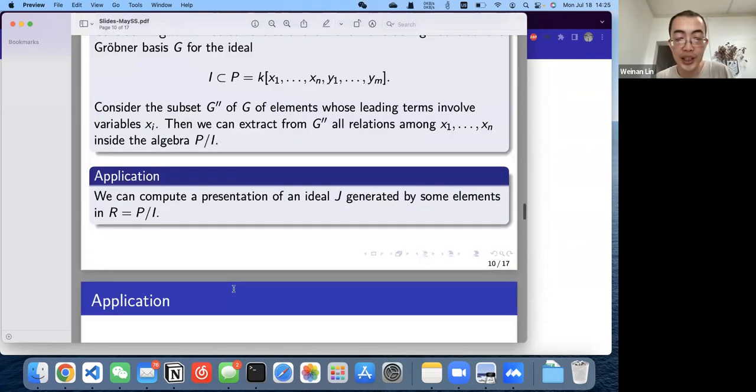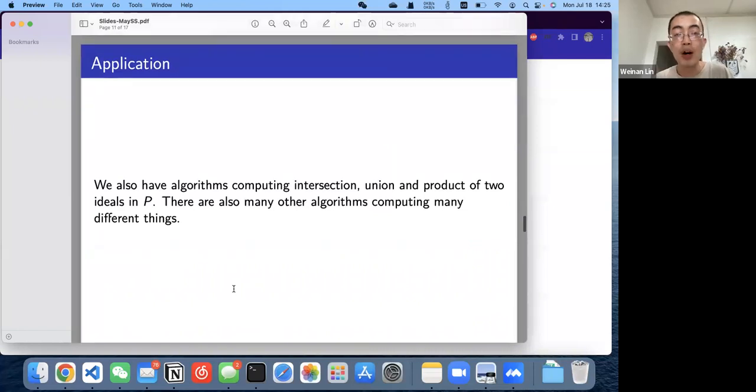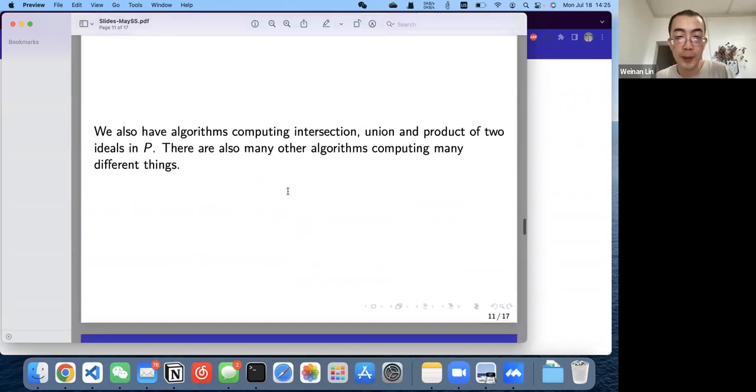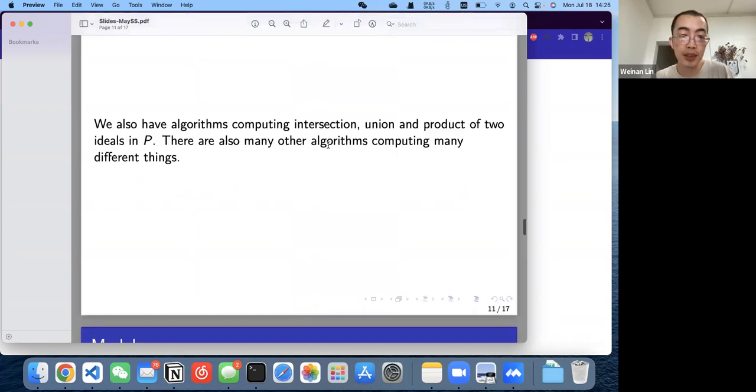Okay, so we have more algorithms about other things. For example, we can compute intersections, unions, and products of two ideals of P. By computation, I mean concrete computation. You write everything explicitly as a presentation of generators and relations. And by the use of Gröbner basis, you can hand all the job to the computer. Okay, and there are also many other algorithms.